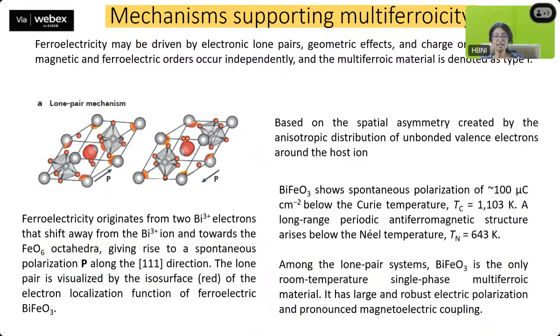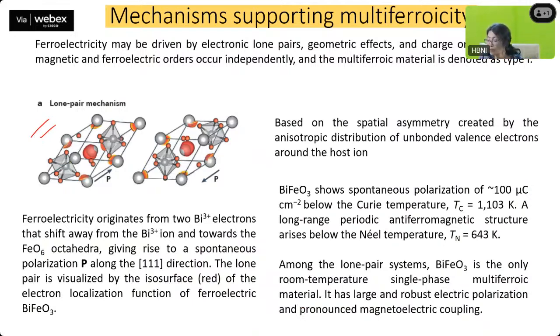So what are the different mechanisms supporting multiferroics? Ferroelectricity may be driven by electronic lone pairs, geometric effects, and charge order. Here the magnetic and the ferroelectric order occur independently, and the multiferroic material is denoted as type 1, as I said. So there are three different mechanisms: one is the electron lone pair effect, as shown over here in this slide, then the geometric effect, and the charge order effect.